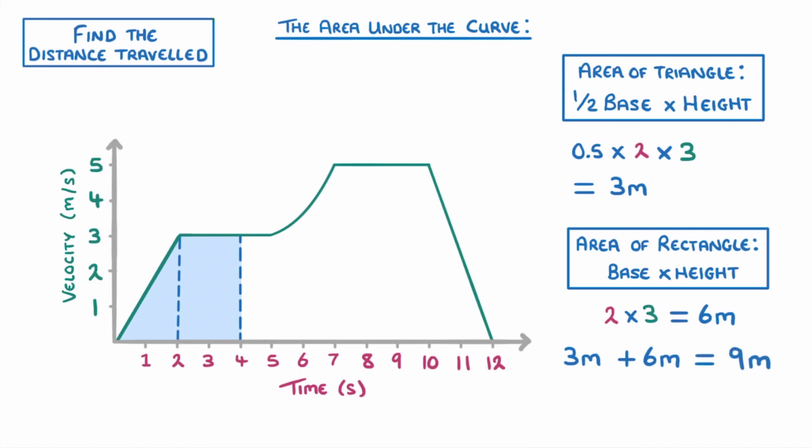One of the odd things to be aware of here is that even though area is usually given in meters squared, because we're finding the distance travelled, we just leave the answer in meters. It's just one of those odd things you have to accept.